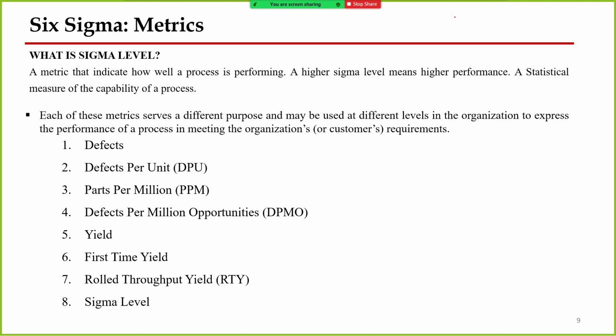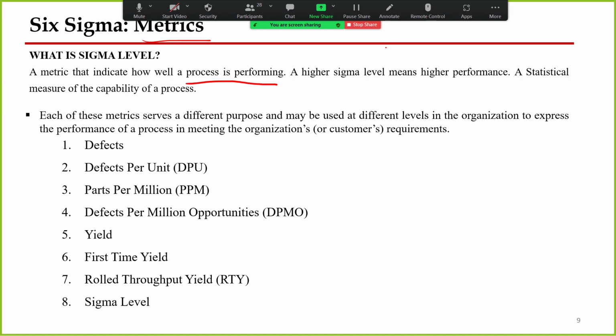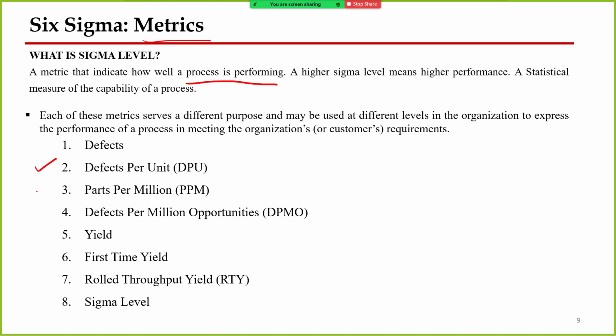Now I am going to talk about the Six Sigma metrics perspective. Metrics means we want to quantify the performance of our process. How can we quantify process performance? That is with the help of a set of metrics we have: defects per unit, parts per million, or defects per million, yield, and there are different types of yield, first pass yield, and rolled throughput yield, and the sigma level.